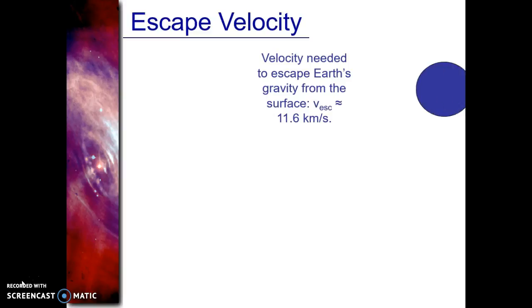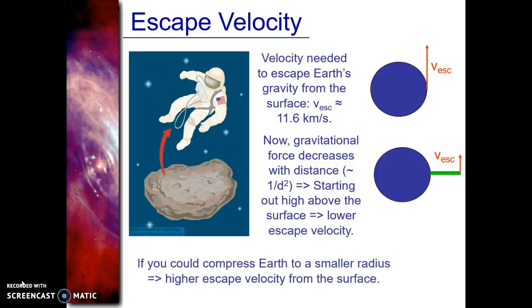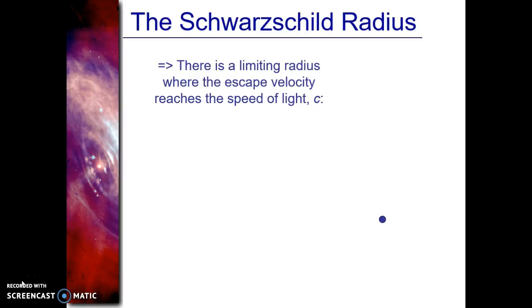Ooh. Alright, so let's talk about escape velocity from first semester. Escape velocity is what's needed to escape the gravitational pull of an object, right? It decreases with distance. So escape velocity from the surface of the Earth is approximately 11.6 kilometers per second. But because it decreases with distance, if we start, let's say, in the atmosphere, the escape velocity will be much lower. If we were to take the Earth and compress it into a smaller size, the escape velocity we would need to escape from the surface would be higher, because we would take that same mass and put it into a smaller volume, which means the density would be higher, which gives us a greater gravitational force. There is a limiting radius where the escape velocity reaches the speed of light, which is the boundary of a black hole.